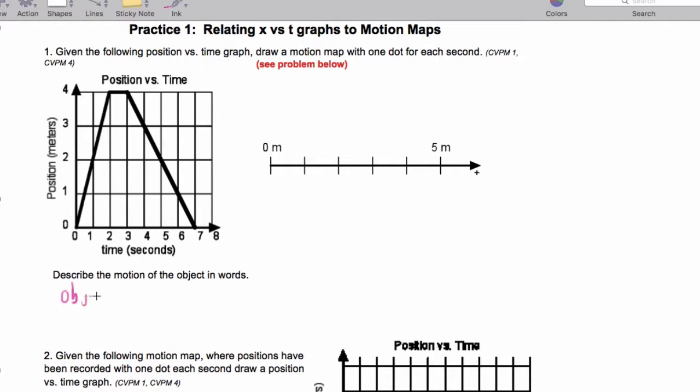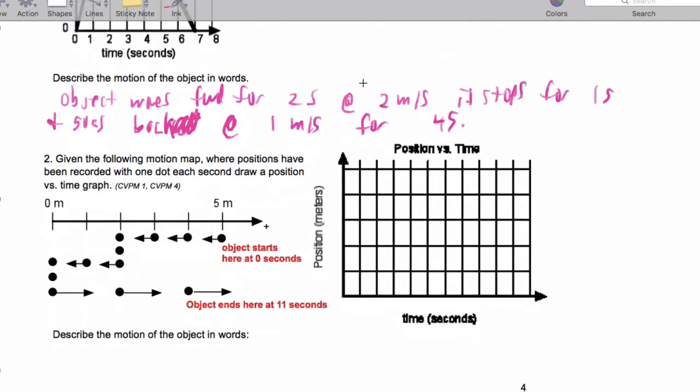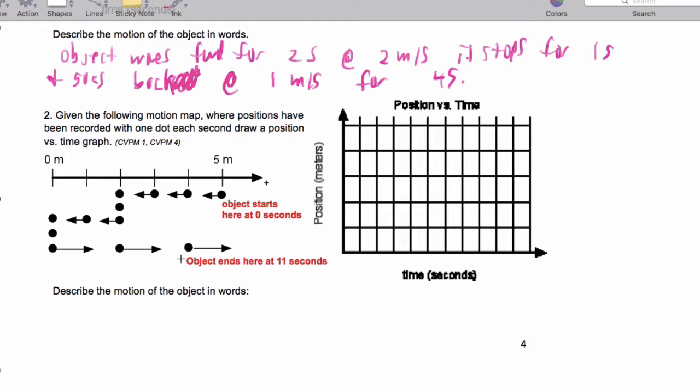So the object moves forward for 2 seconds at a speed of 2 meters per second. It stops for 1 second and goes back at 1 meter per second for 4 seconds. All right. Now here, this is interesting because we start here and we're actually going to do a graph.